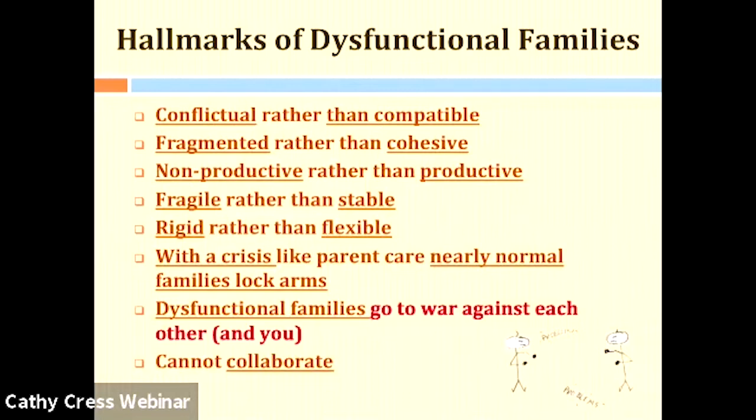With a crisis in parent care, meaning the parent needs care, at some point the nearly normal family will lock arms together to get care, where the dysfunctional family goes to war with each other instead of changing. And you can see the little illustration down there, because in the end, the dysfunctional family can't collaborate. They can't work together as a team. So we'll move to the next slide.